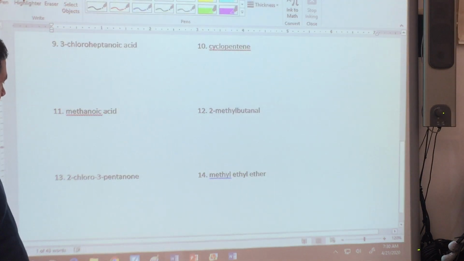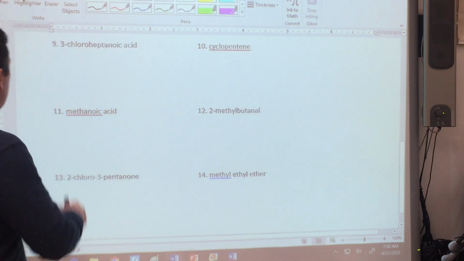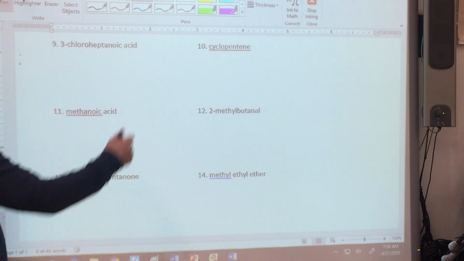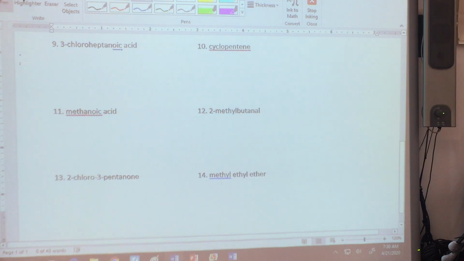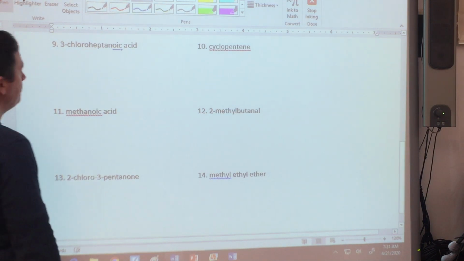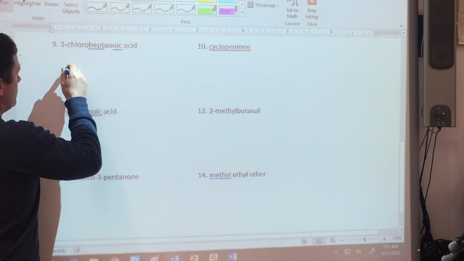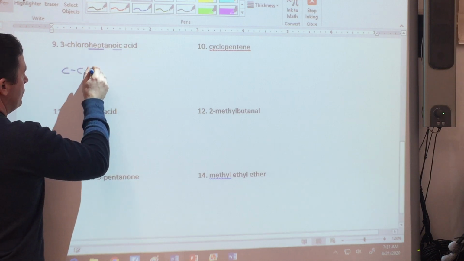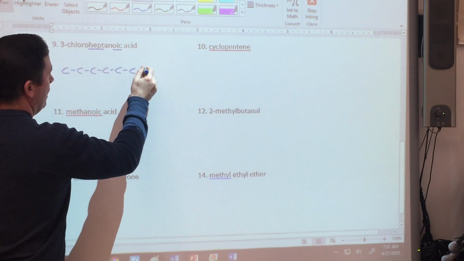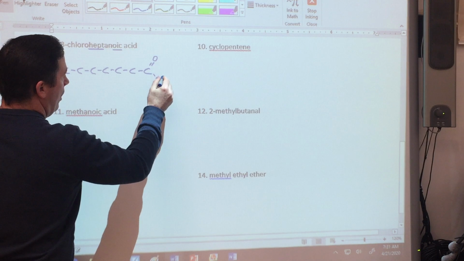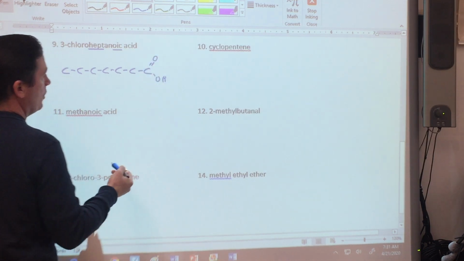I don't know if you picked up an error that was there, but there was. I wanted you to do the last 6 of these, starting with number 9, 3-chloroheptanoic acid. The oic acid tells me that it is an organic acid. The hept part tells me that there are 7 carbons, so I'm going to start with that: 1, 2, 3, 4, 5, 6, 7. And when I'm naming these, I include the carbon that's part of the carboxylic acid group.